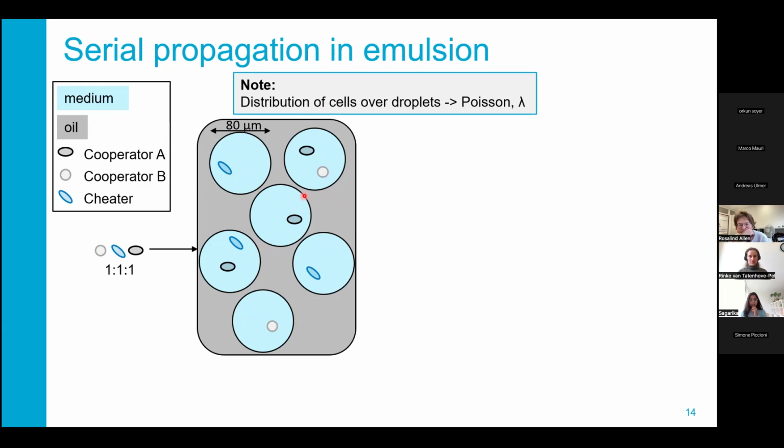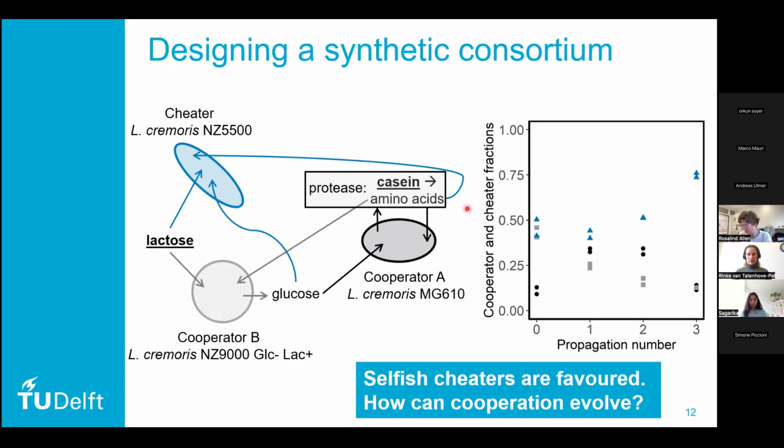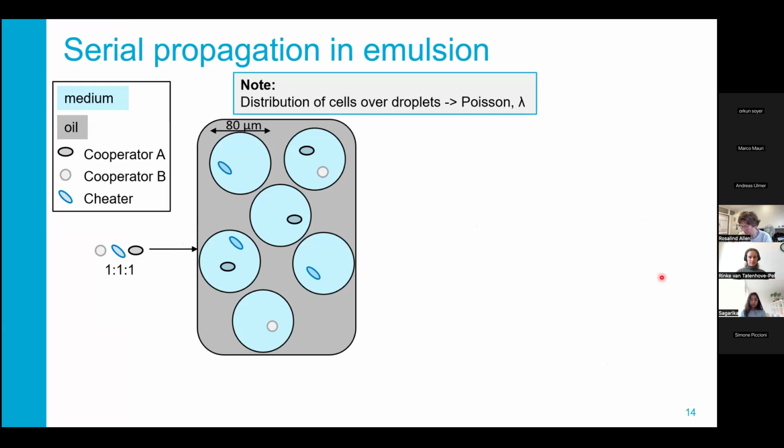We have droplets, we have cells, and the ratio between the amount of cells that we add and the amount of droplets that we make determines how many cells per droplet we get. So in this case, we used a lambda where we have sometimes 1 cell per droplet and sometimes 2, but we try to limit as much as possible having 3 cells per droplet, because we know if we have 3 cells per droplet, the cheaters will outcompete the cooperators. So that's what we want to minimize.